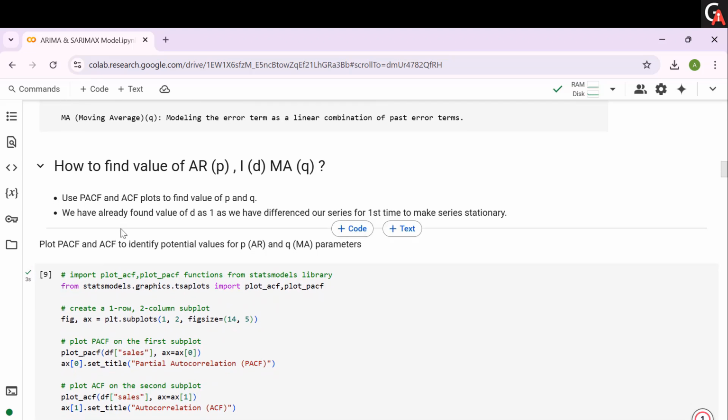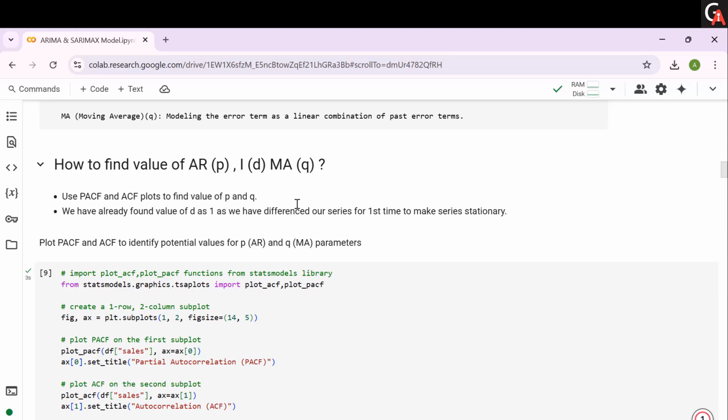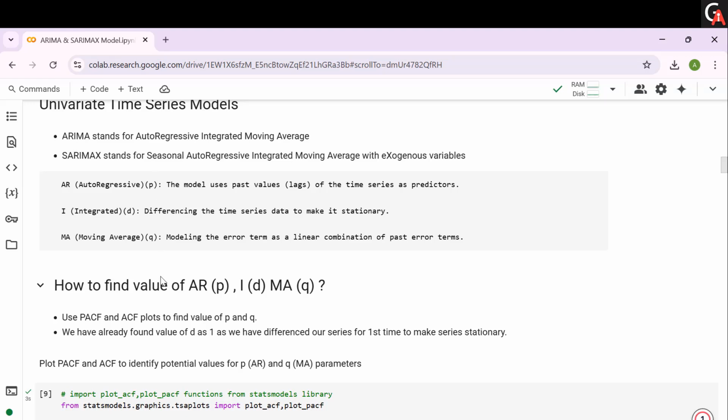So we have already seen the value of D. We have found the value for D by using the differencing technique, and to find the values of the AR part and MA part, that is to find the values of P and Q, you will be using two plots. They are called PACF and ACF. So what is PACF? PACF is the partial autocorrelation graph and ACF is the autocorrelation graph. With the help of these plots you will be able to find out the values of P and Q, because finding the values of all three is very important in these models, ARIMA and SARIMAX. Based on these values only you will be building these two models, right?